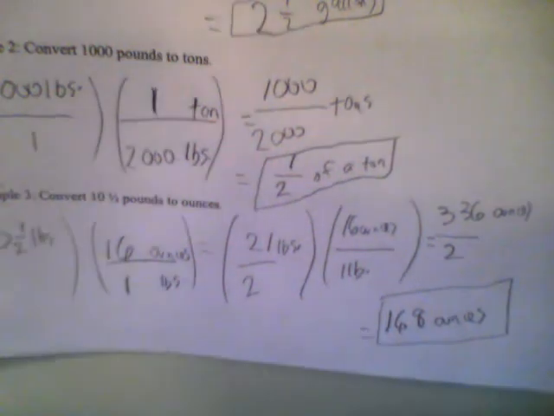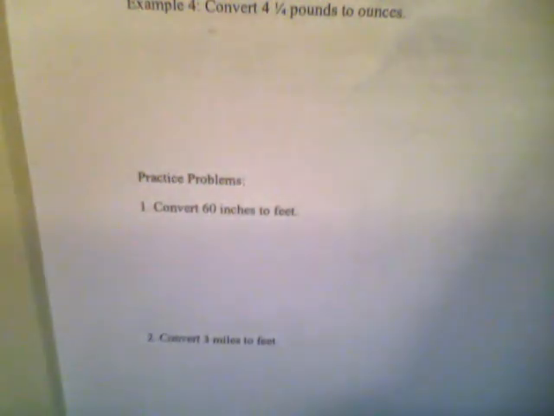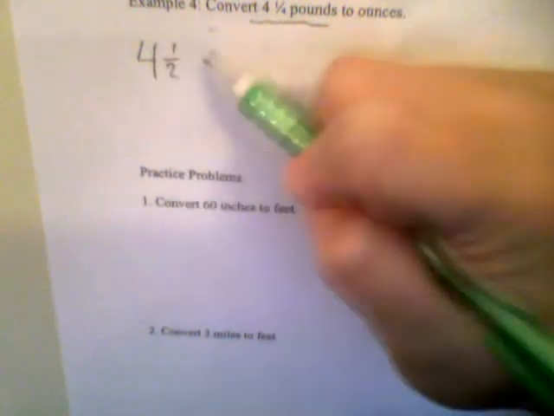Okay, let's try one more very similar to that one. So turn the page. You have example 4 in your notes. So in example 4, we are converting 4.5 pounds to ounces. Once again, I write down my 4.5 pounds first because that's what I'm starting out with.